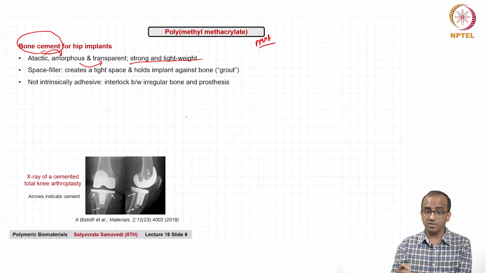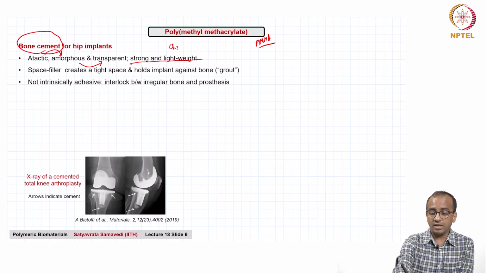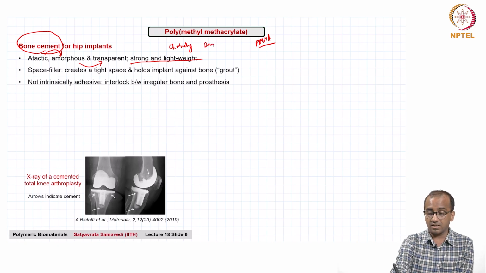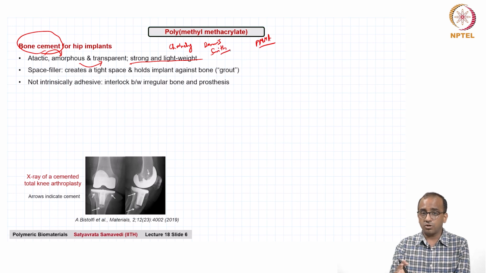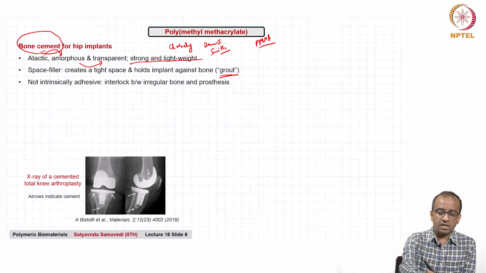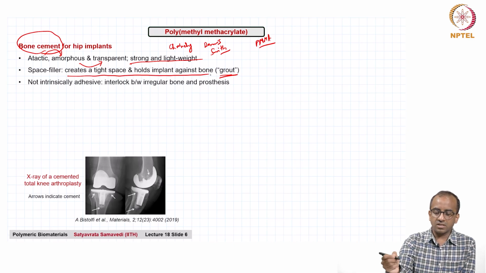And the story for how this evolved is also interesting. So, Charnley had approached Dennis Smith, and this is a story we have seen in the previous lectures. I am just quickly recapitulating this to look at the use of acrylate based polymers for cementing materials, and that eventually led to PMMA or polymethyl methacrylate being used for bone cement for hip implants. So, essentially this is what you would call grouting, if you will, right. So, it creates a tight space and holds the implant against the bone.